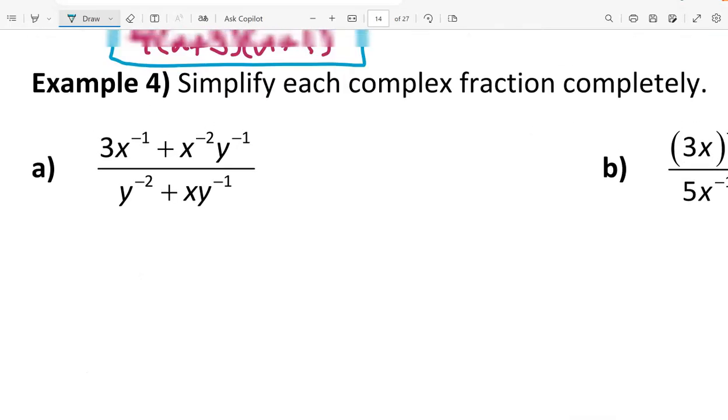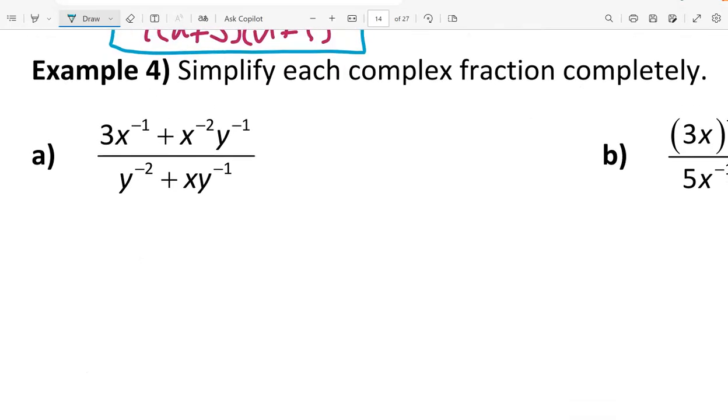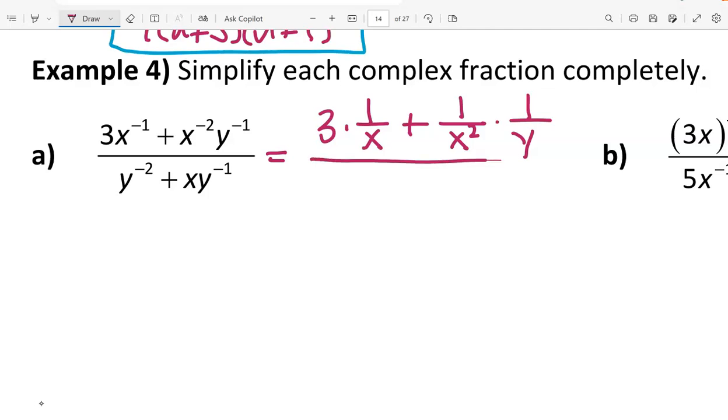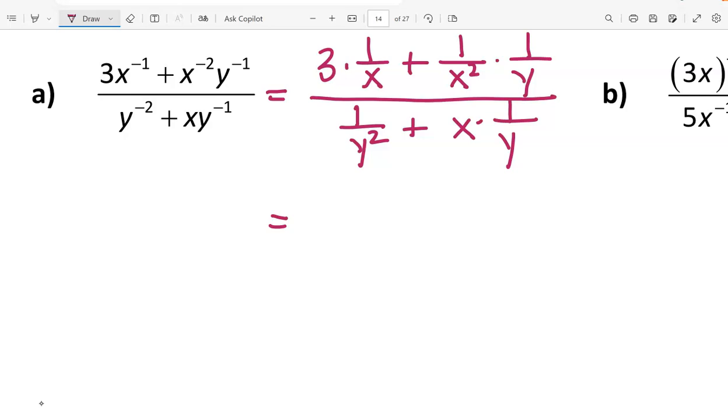So let's take a look at example 4a. In this example, we have 3 times x to the -1. Well, if we evaluate parentheses first, that's 3 times 1 over x. Sorry, we evaluate exponents first. And then x to the -2 is 1 over x squared. Y to the -1 is 1 over y. In the denominator, we have 1 over y squared plus x times y to the -1, which is 1 over y. Let's simplify each of those.